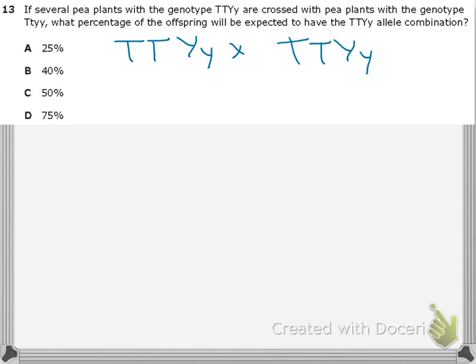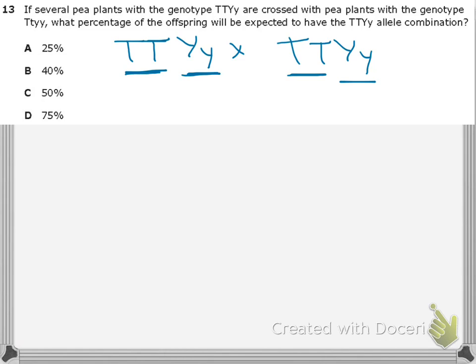Now, in this case, we're actually looking at two different traits. So here is our first trait, and this is, I'm guessing, for tall pea plants, big T meaning tall, and then this big Y, little y here, which is going to be for, I'm guessing, the color yellow. And again, here we have our big T, and our big Y, little y.